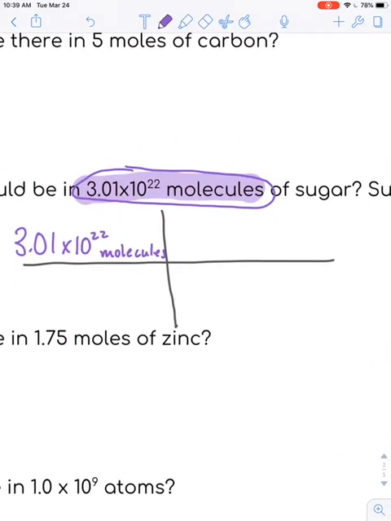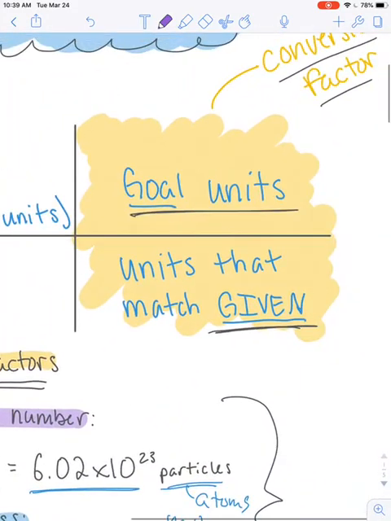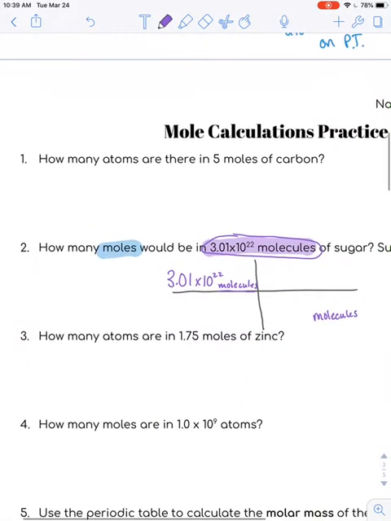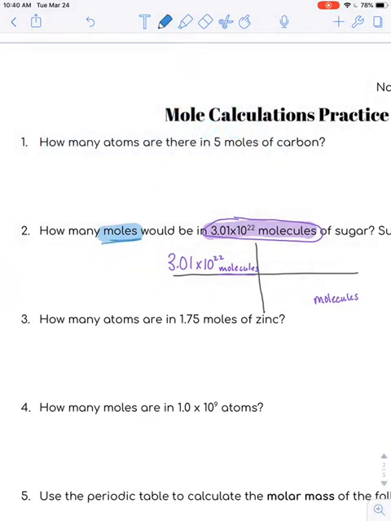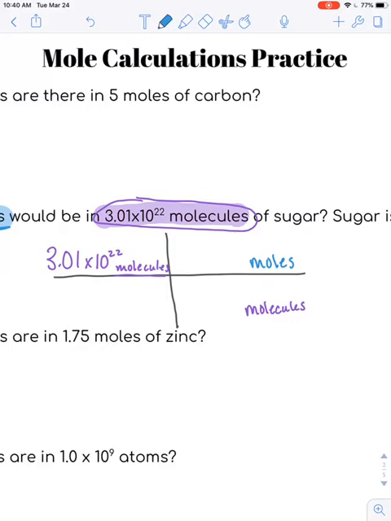So since we have molecules right here, we need to make sure that whatever we put on bottom is also going to be molecules. And on the top of our T-chart, remember, is going to be whatever our goal units are. That's whatever we're trying to find. And in this example, I pointed out to you that we're looking for moles. So we need to know that we put moles at the top of the T-chart in the conversion factor section.